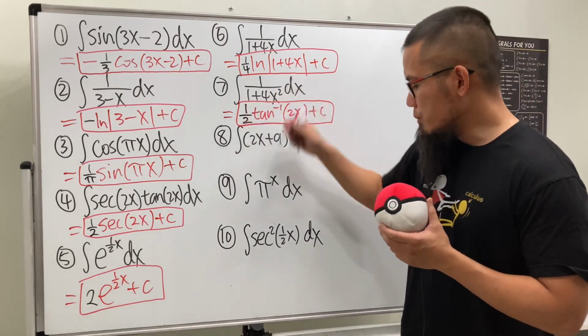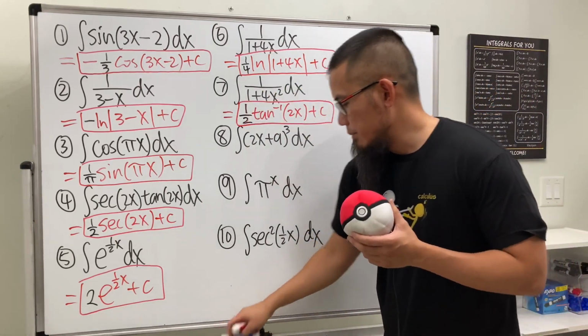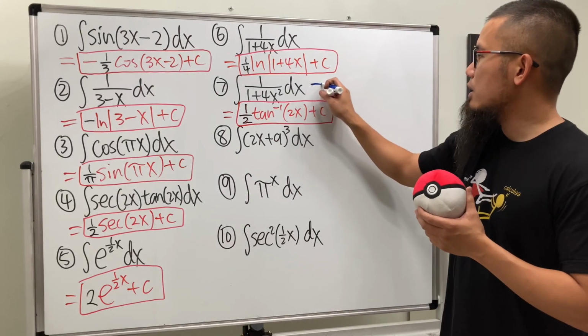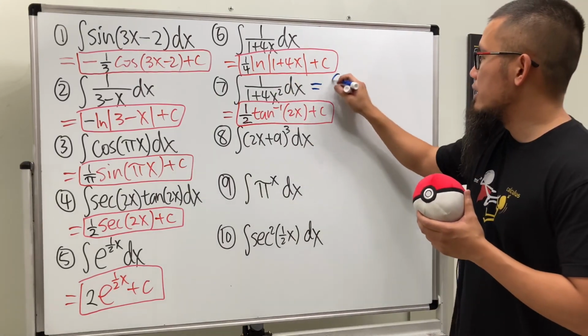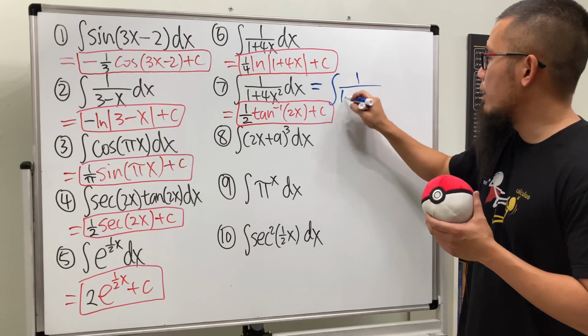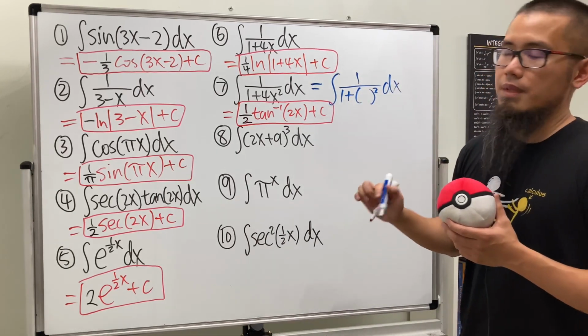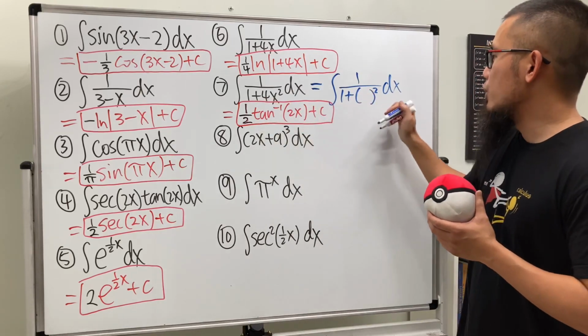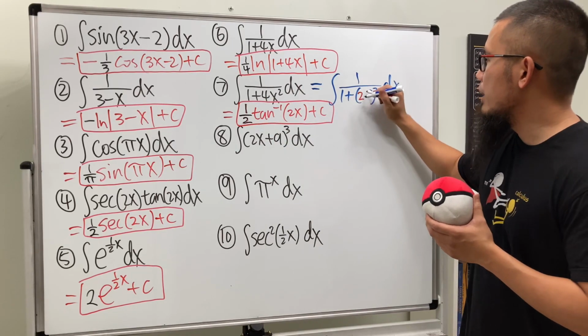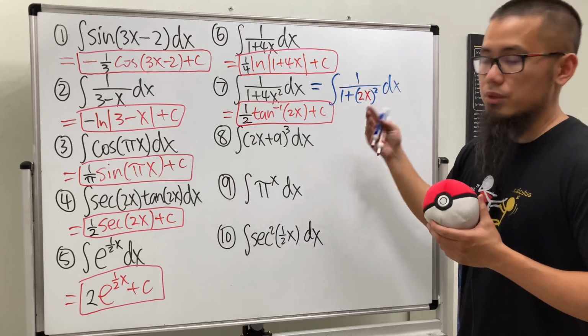And just to make this super clear for you guys, let me write that down. This right here, we have to look at this as integral of 1 over 1 plus parentheses square and then dx. So the 4 actually has to go inside. That will give us the 2 and then the x. So the u is actually 2x.